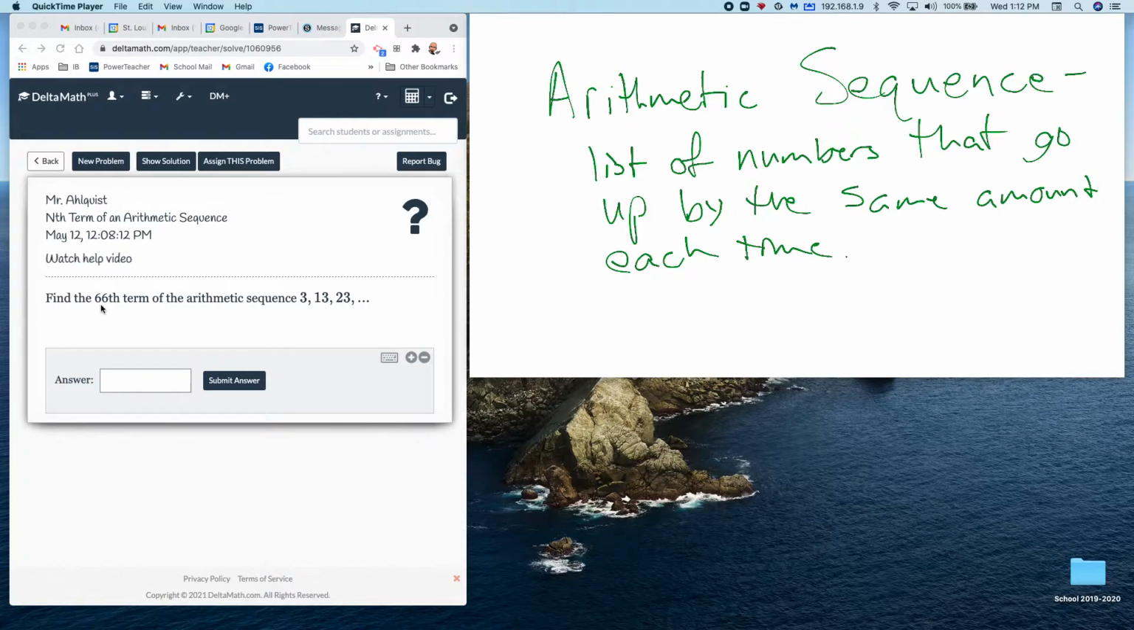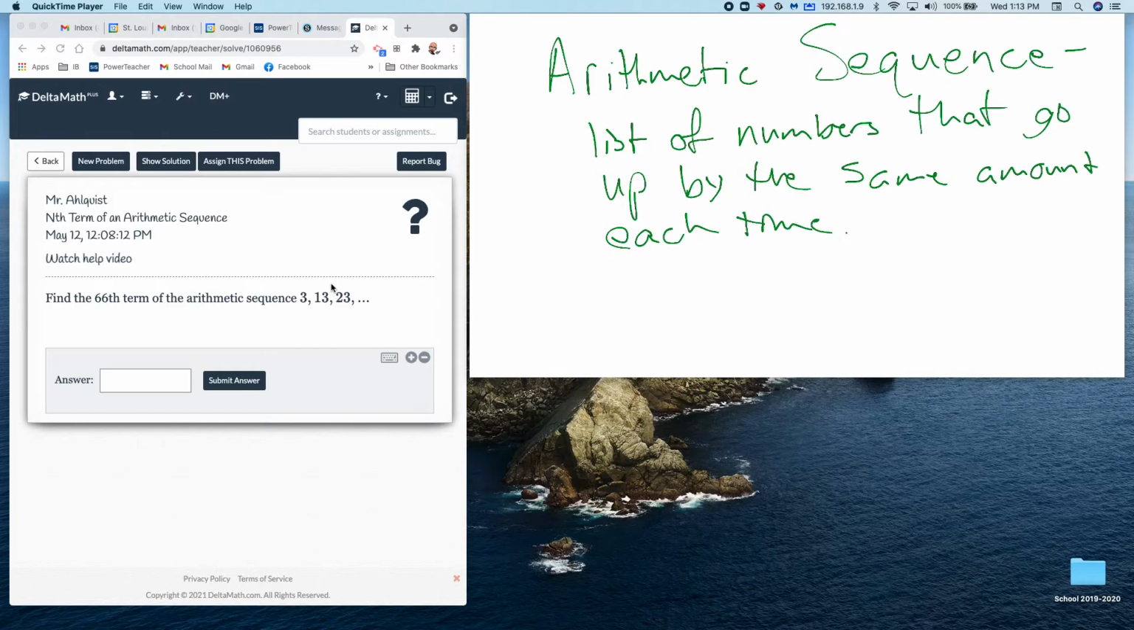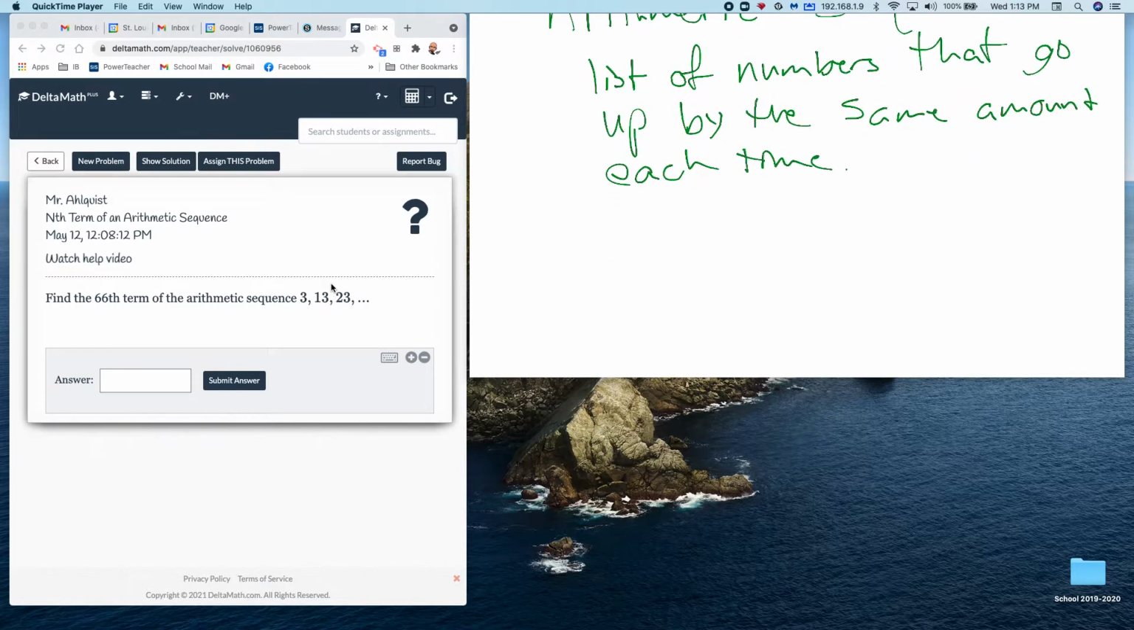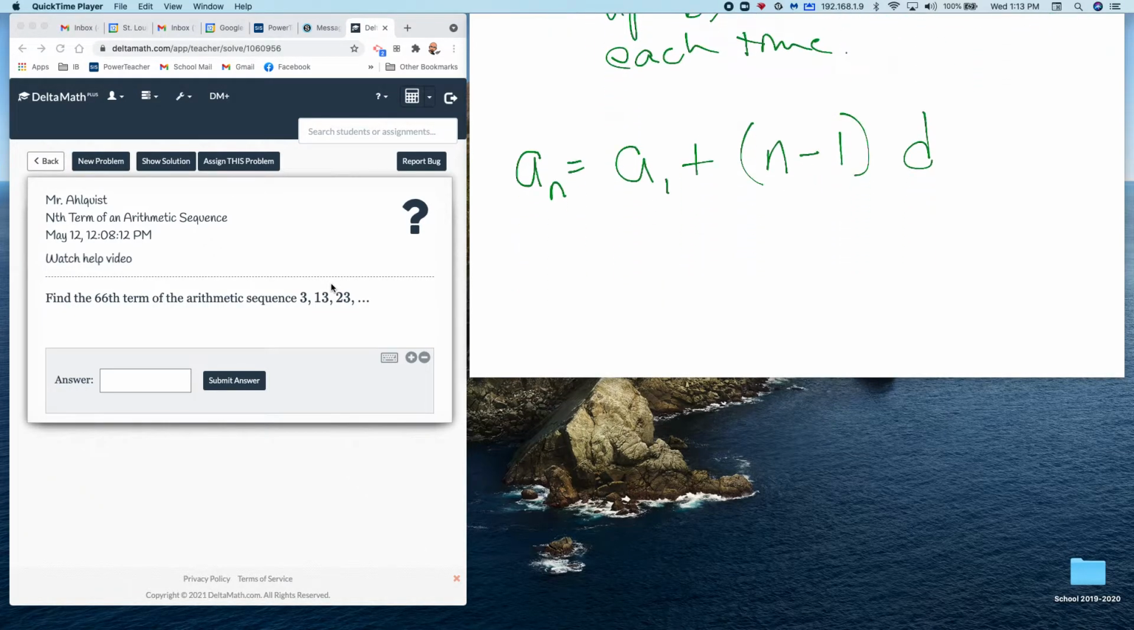Now you're supposed to find the 66th term. If you use a recursive formula where you're just adding 10 each time, it'd take you a while to get there. But since we know it's arithmetic, then it follows another specific pattern. So if you have an arithmetic sequence, then a sub n, which is just whatever term it is, in this case n will be 66, is equal to the first term plus whatever the n is minus 1 times d. Now we've got to talk about what the d is.